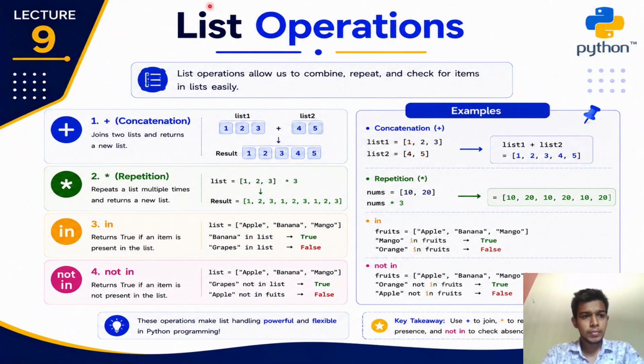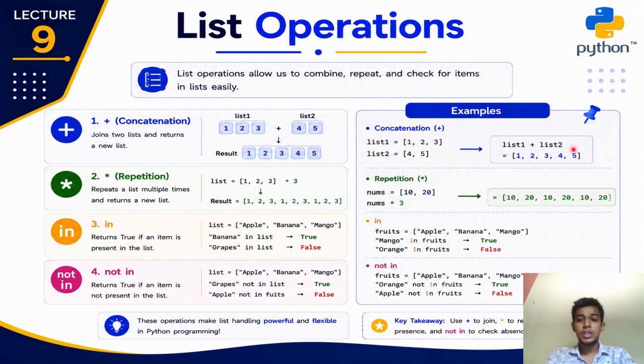Here you can see an example of concatenation. List 1 has 1, 2, 3 and list 2 has 4, 5. So basically it takes 1, 2, 3 and it takes 4, 5. It concatenates and gives one new list which contains the values from both list 1 and list 2. Here both lists are combined and create a new list. Remember, the original lists remain unchanged.